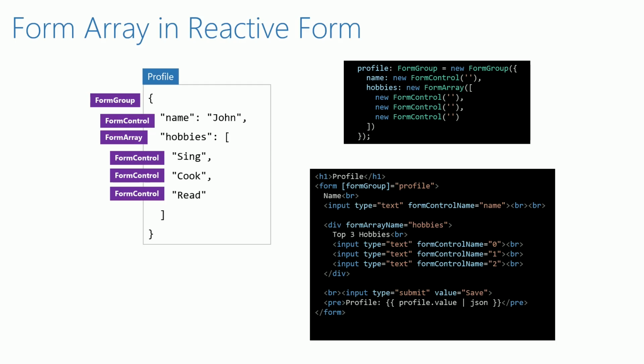Each form control object of the form array can be linked using the formControlName directive with value as array index number.